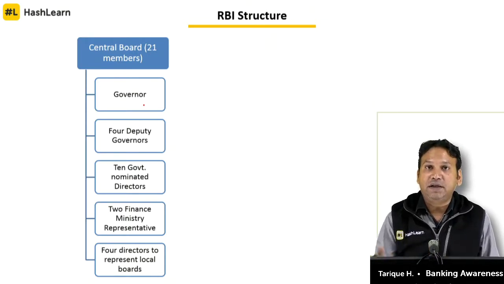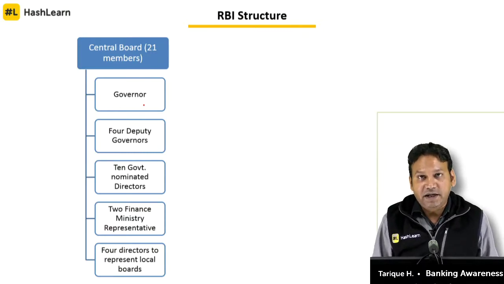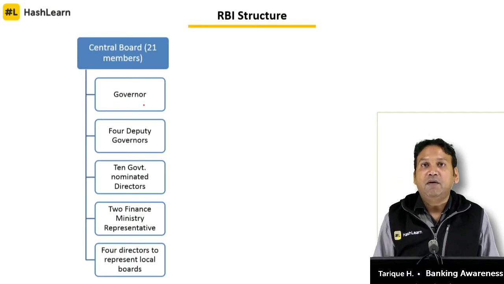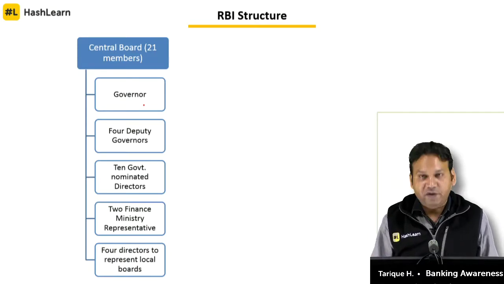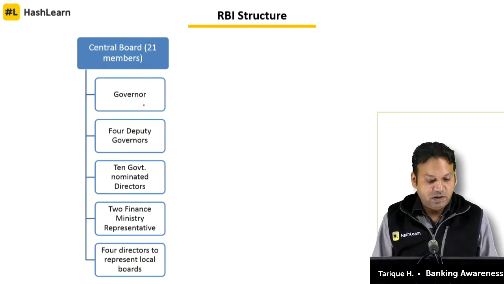ये 4 जोन्स हैं, उसमें से 4 डायरेक्टर्स होते हैं, अगेन गवर्नमेंट अपॉइंटेड डायरेक्टर्स हैं, and they represent the local boards. The regional necessities and needs are represented in the Reserve Bank of India's board by these 4 directors from the local boards of the Reserve Bank of India, north, south, east, west. चारों जोन से एक लोग होते हैं जो रिप्रेजेंट करते हैं.